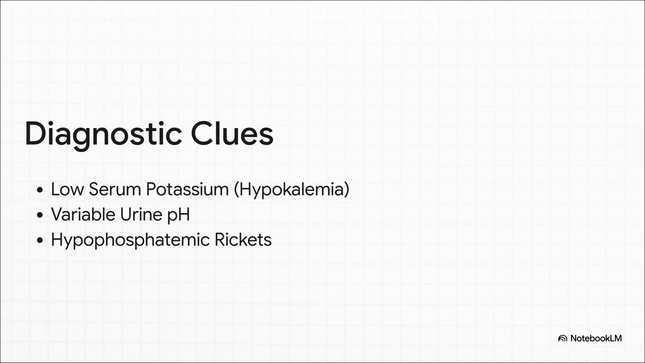Just like type 1, patients have low potassium. But here's the twist. The urine pH is variable. So why is that? Well, once the bicarb level in the blood gets super low, what little is left can actually be reabsorbed, and that allows the urine to become acidic again. This type is also frequently associated with bone problems, especially hypophosphatemic rickets.